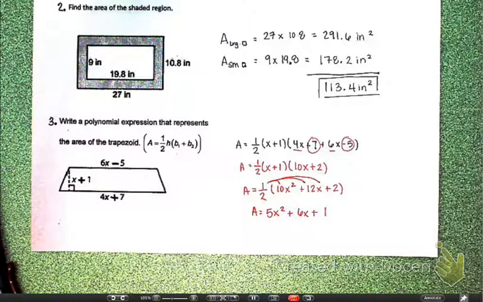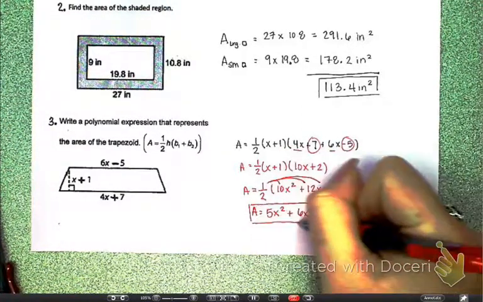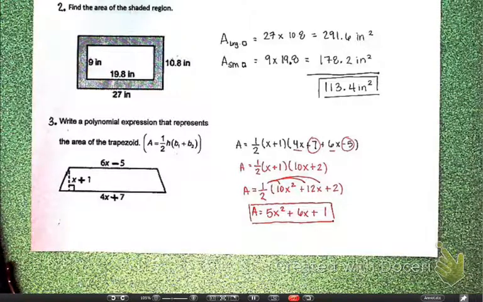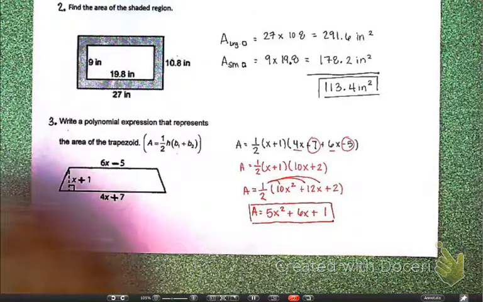So if we were eventually given a value for x, we could find the actual area of the trapezoid. But here we just use polynomials to come up with a general formula. Okay, so we're taking what we already know because you're really good at multiplying, and we're applying it to something else. Okay, are we okay with that? Questions on that front part? Are you sure? Okay.